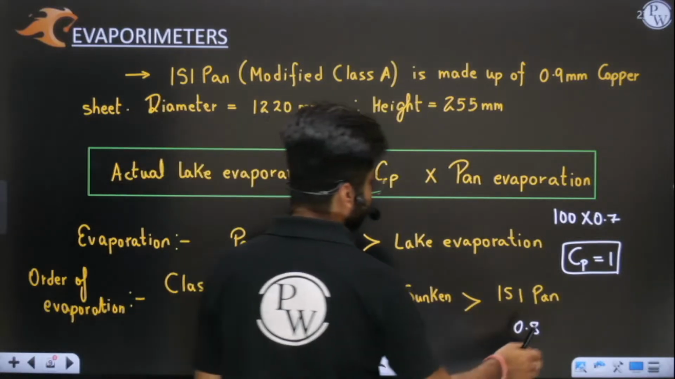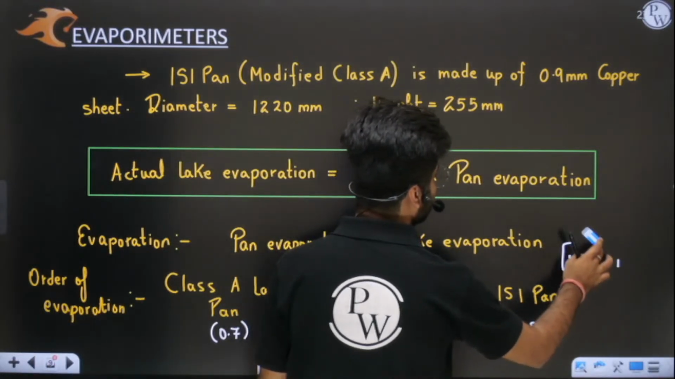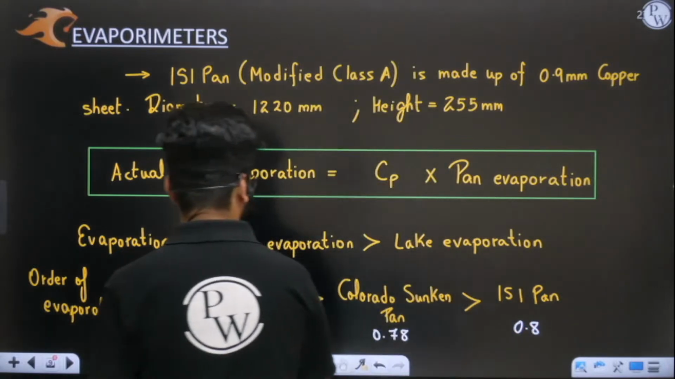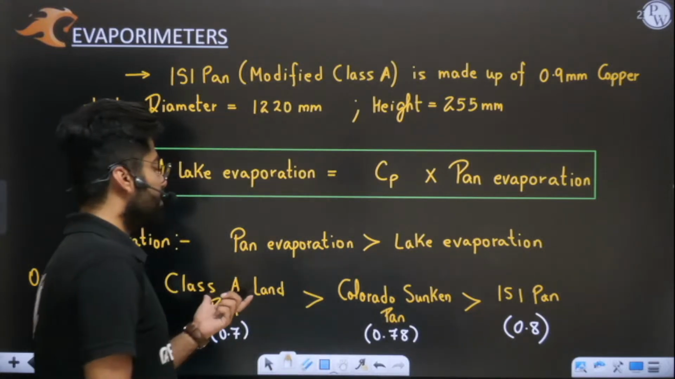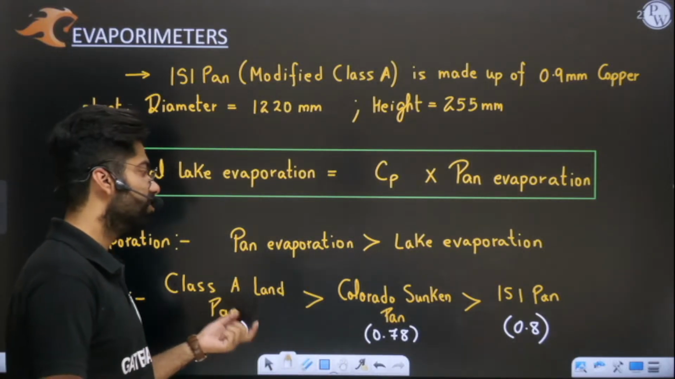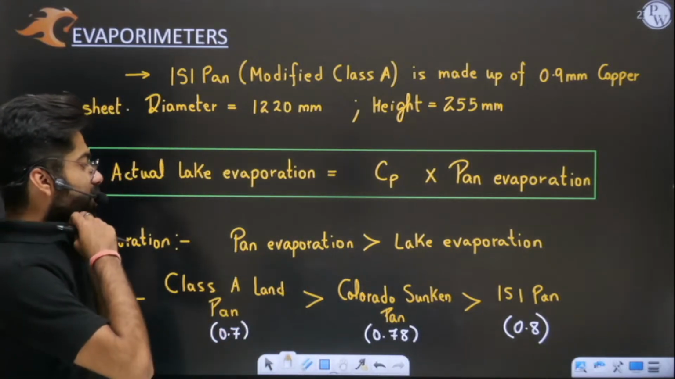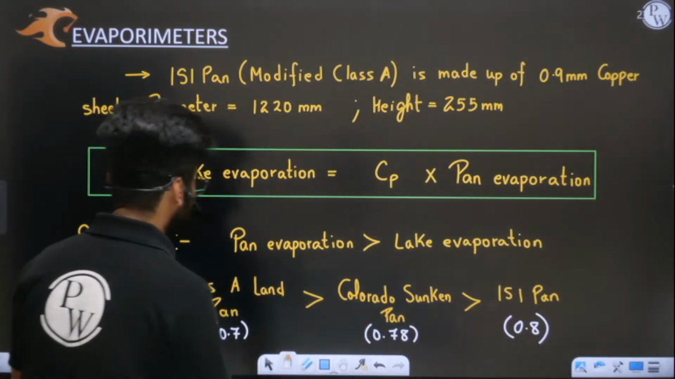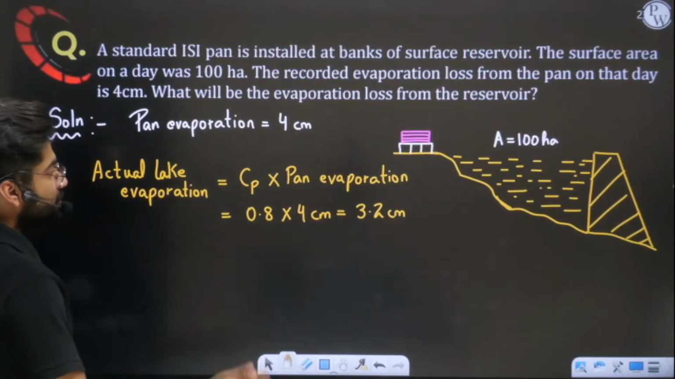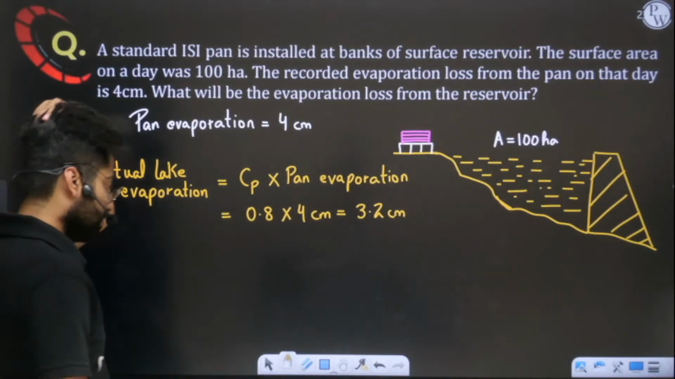Let me give you some example. With the help of that example, you'll understand. It's not that tough. So one thing is, see this metal, this GI sheet, basically you need to understand. See, class A land pan and Colorado sunken pan are both made up of GI sheet, so they will easily evaporate. Just try to understand.